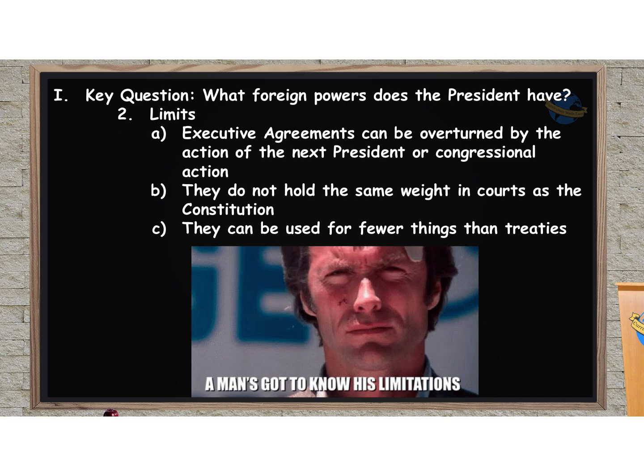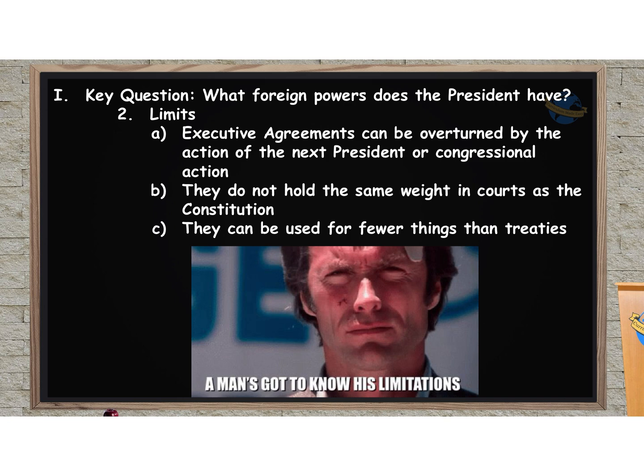So the next president can just cancel out any executive agreement. Presidents cannot do that for treaties. Congress can also pass a law that undoes the executive agreement. They also do not hold the same weight in courts. That is, you can't sue or challenge a law saying it violates an executive agreement the same way you could with a treaty.